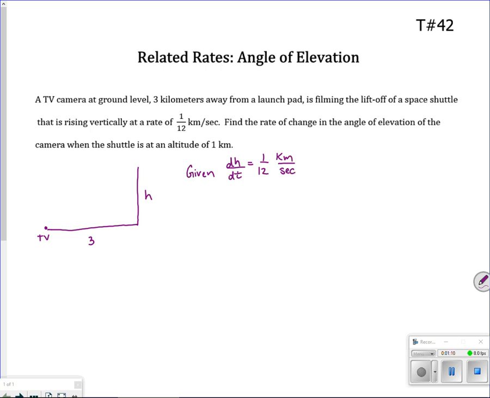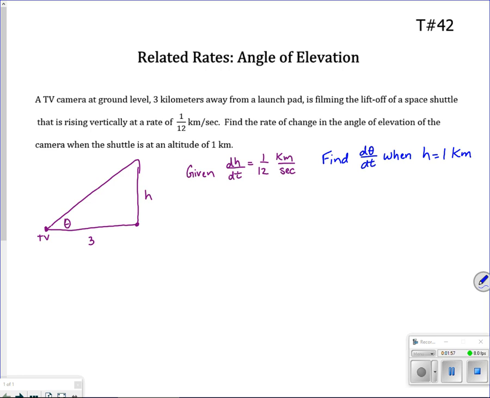What are we finding? Find the rate of change in the angle of elevation of the camera. Obviously it's focused on the shuttle when it's on the ground, and as it rises, it doesn't just stay that way, it rotates so that it can film the shuttle. Remember, angle of elevation and angle of depression are always with horizontal, and so you're trying to find d theta/dt when, what did it say? The shuttle is at an altitude of 1 kilometer, so that means the height is 1 kilometer. Okay, so there's your given and your find when statement.